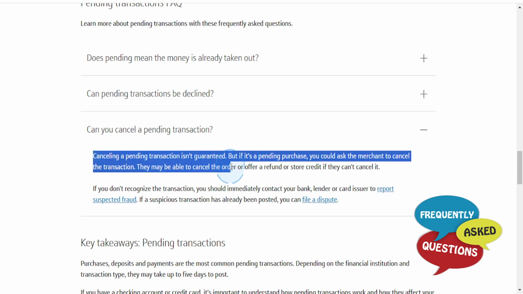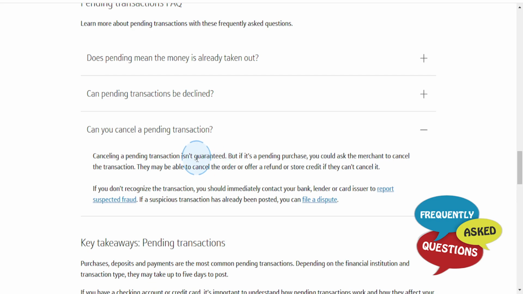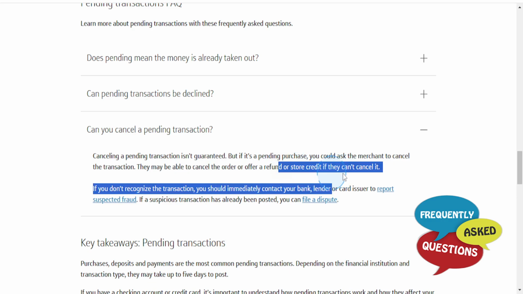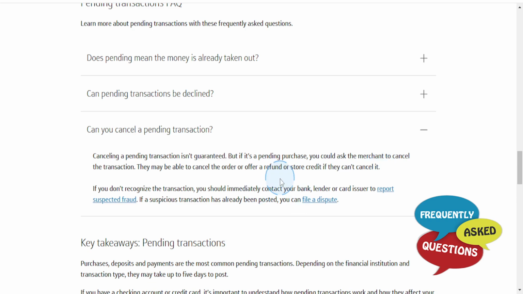First of all, I want to point out that it's not guaranteed you can cancel a pending transaction, but if it is a pending purchase, you could ask a merchant to cancel the transaction. They may be able to cancel the order, or offer a refund or store credit if they can't actually cancel it.